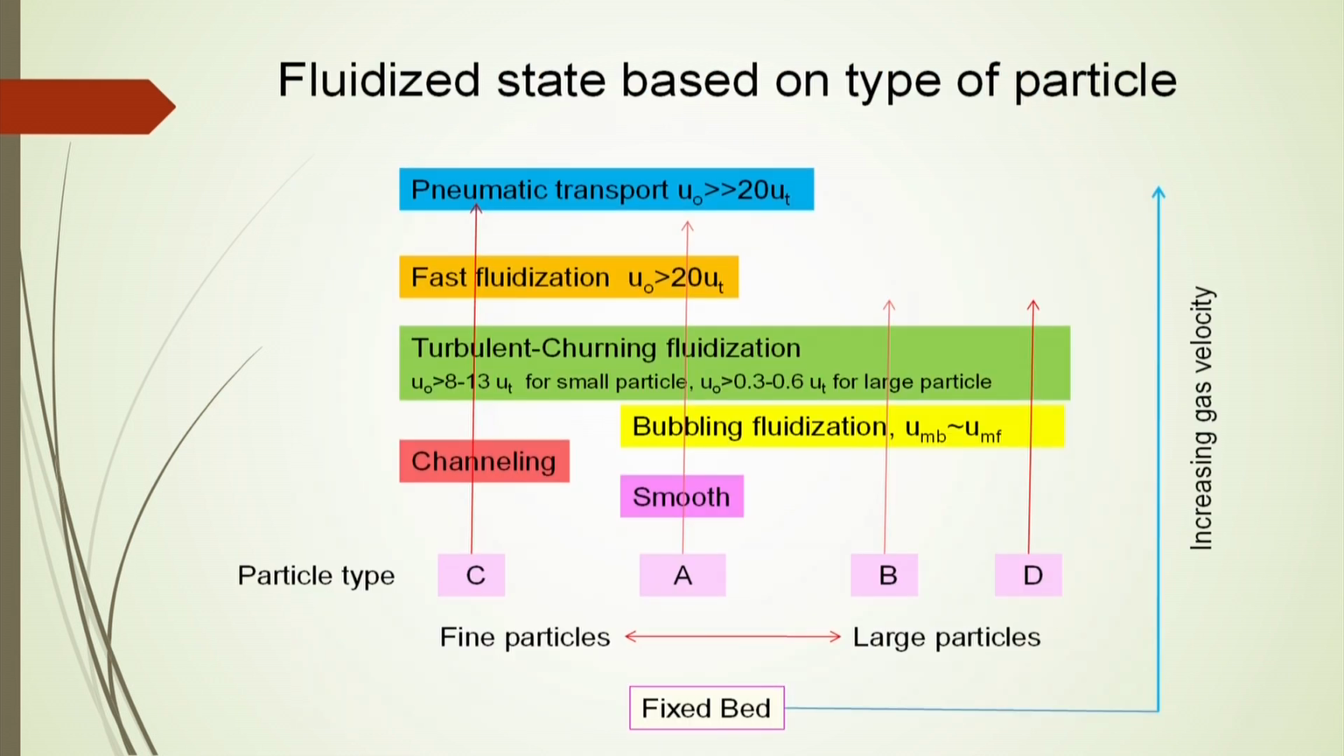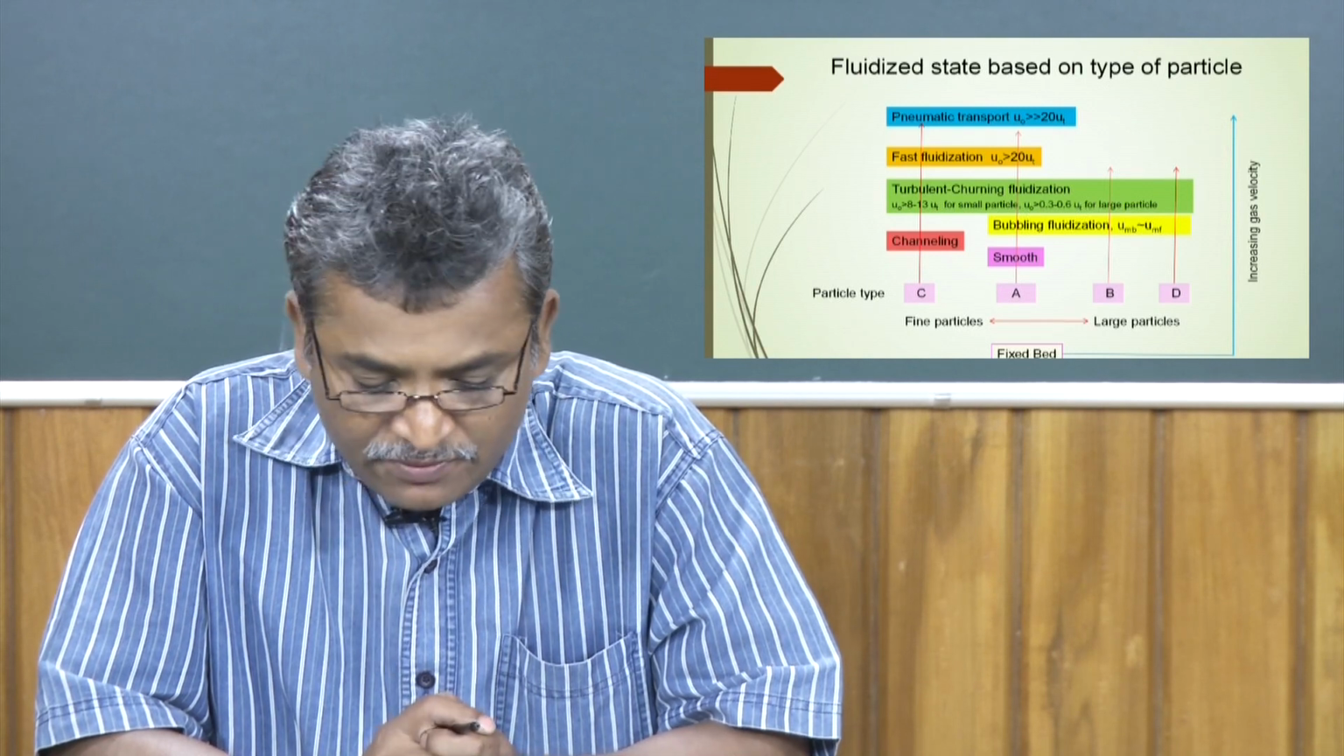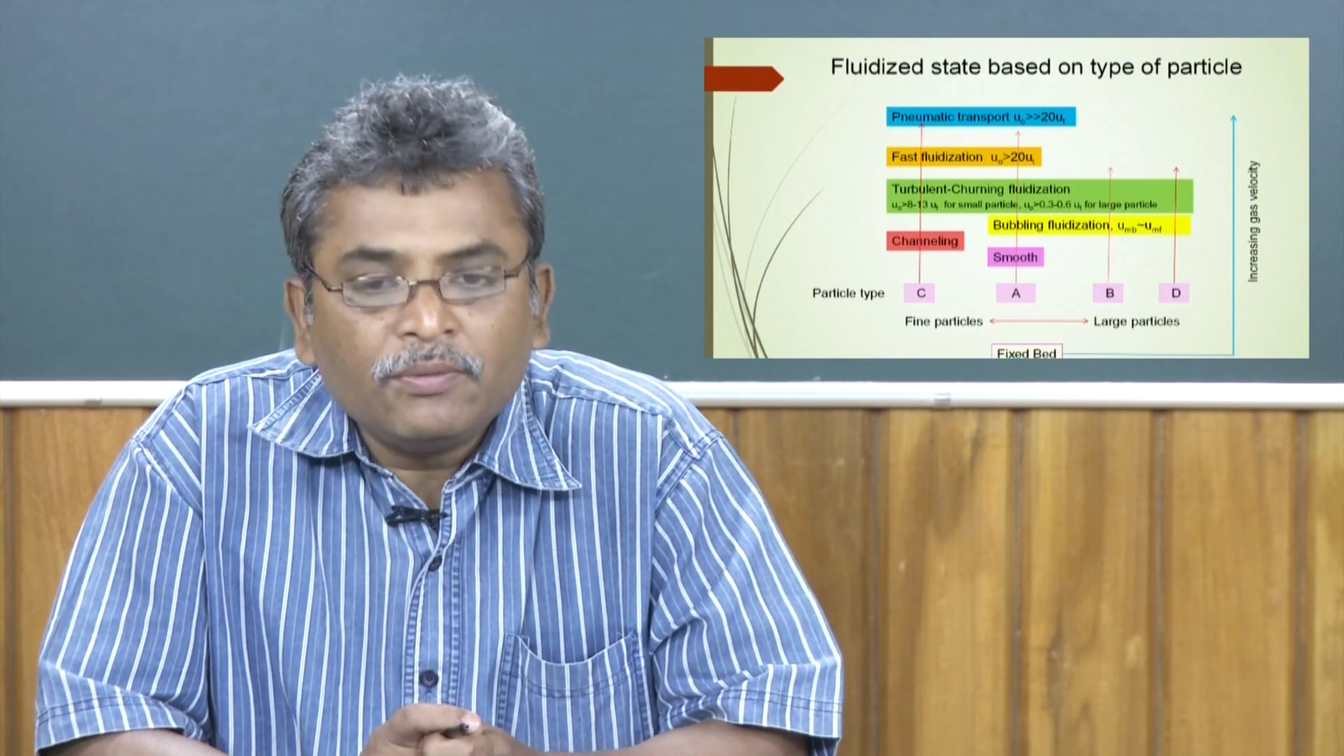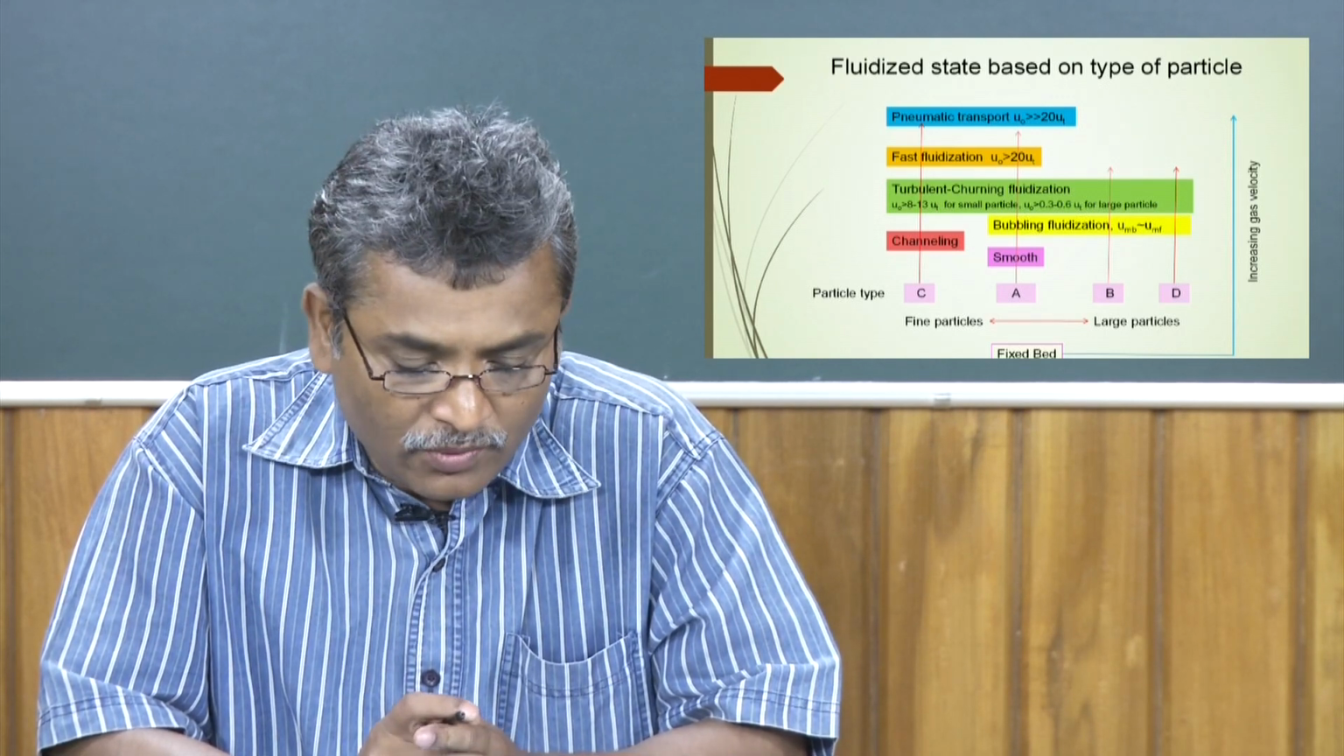Now, let us classify these different fluidization conditions as per fluidization regime, and also based on the classification of the particles. I think we have discussed in an earlier lecture that there are 4 different types of Geldart particles, like C, A, B and D. Now, if we consider the C particles and increase the gas velocity, what type of fluidization regime can you expect in your fluidized bed?